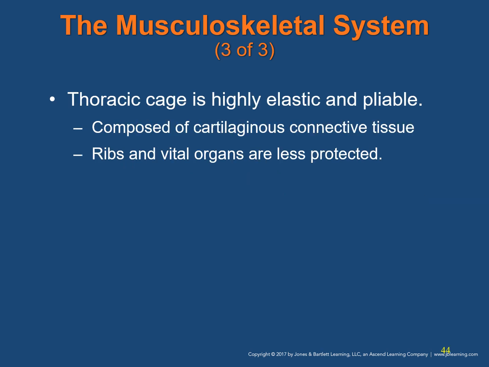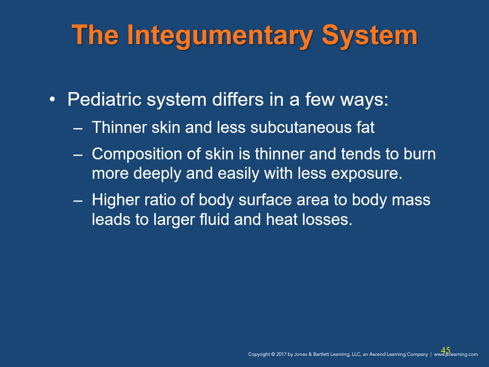The thoracic cage in children is highly elastic and pliable because it is primarily composed of cartilaginous connective tissue. The ribs and vital organs are less protected by muscle and fat. The integumentary system. The integumentary system of the pediatric population differs in many ways. The skin is thinner with less subcutaneous fat, and tends to burn more deeply and easily than adults. Higher ratio of body surface area to body mass can lead to larger fluid and heat losses.